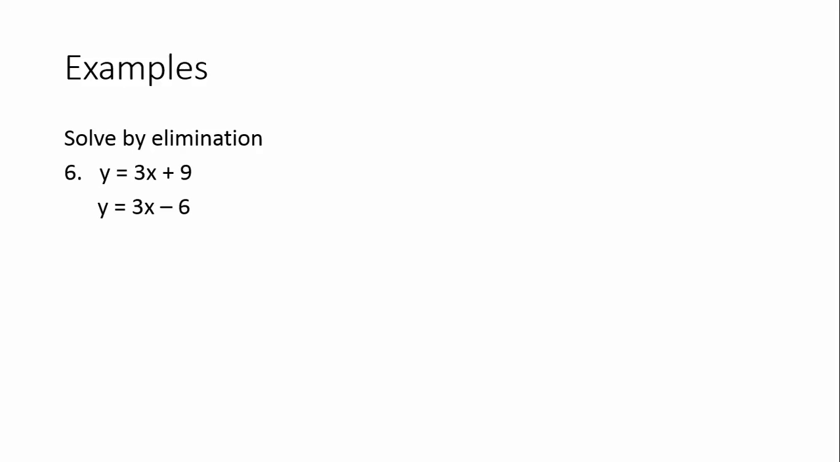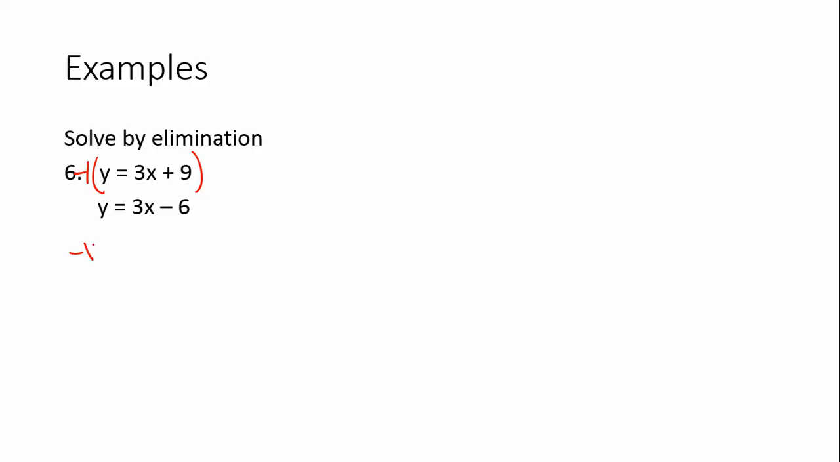Number 6, we have y equals 3x plus 9 and y equals 3x minus 6. Now notice these are arranged a little bit differently, but as long as your y's and your x's and your constants are lined up, these are set up nicely for elimination. If you don't have things lined up, sometimes you'll revert back to substitution, but in this case we can still eliminate. So we're going to multiply the top by a negative 1. Notice we have positive 1y and we have positive 3x. So we need to make one of those negative so that they will eliminate.